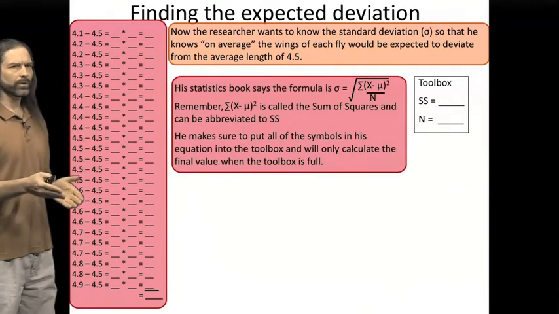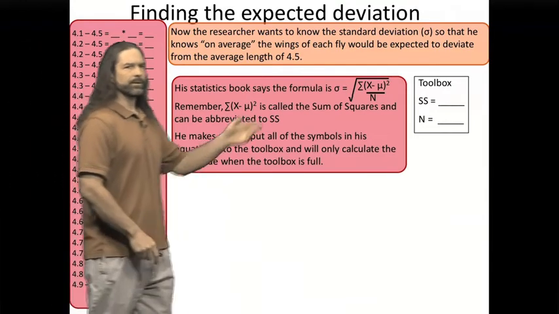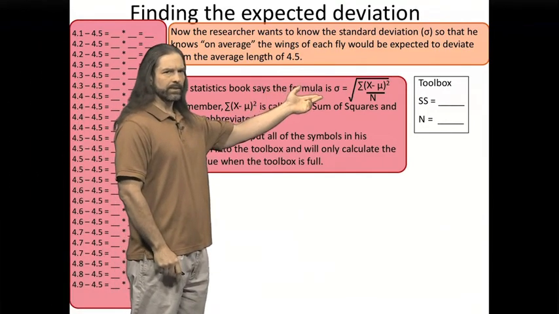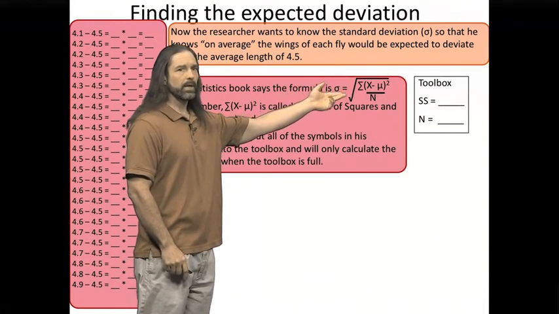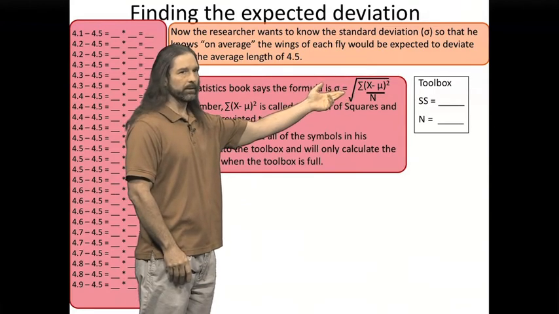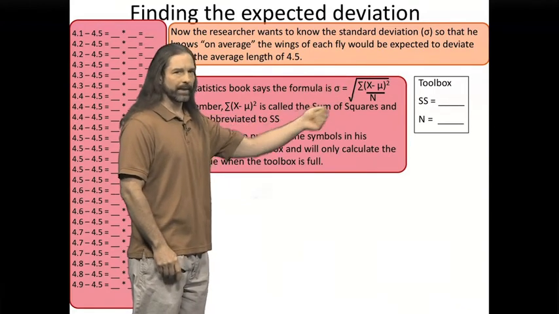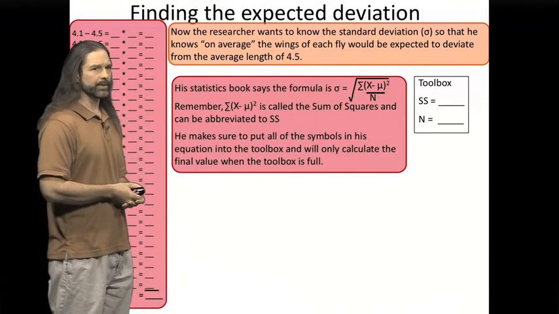So as we go to that formula, again, that formula overall is the standard deviation, lowercase sigma, is equal to the square root of the sum of squares divided by capital N. Again, when you see this, you should be thinking immediately sum of squares. You'll create your toolbox just as we did before, which asks for sum of squares and n.